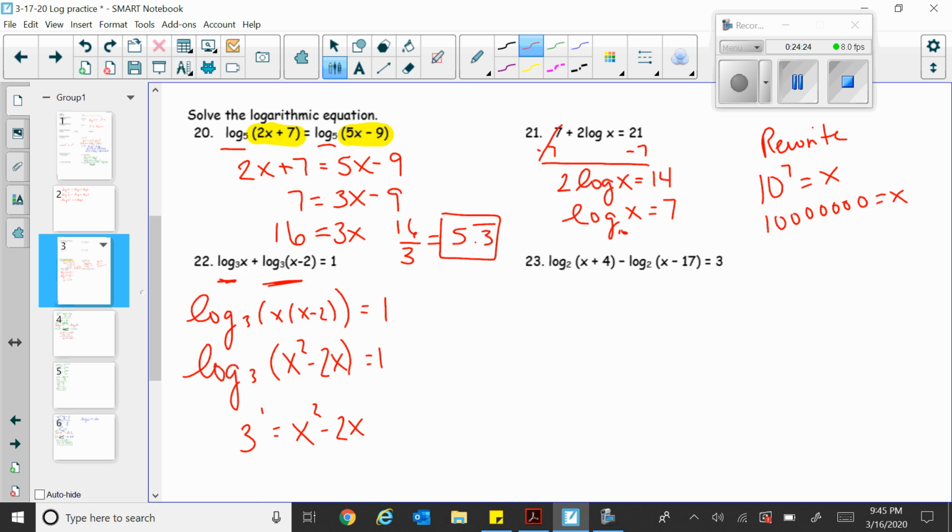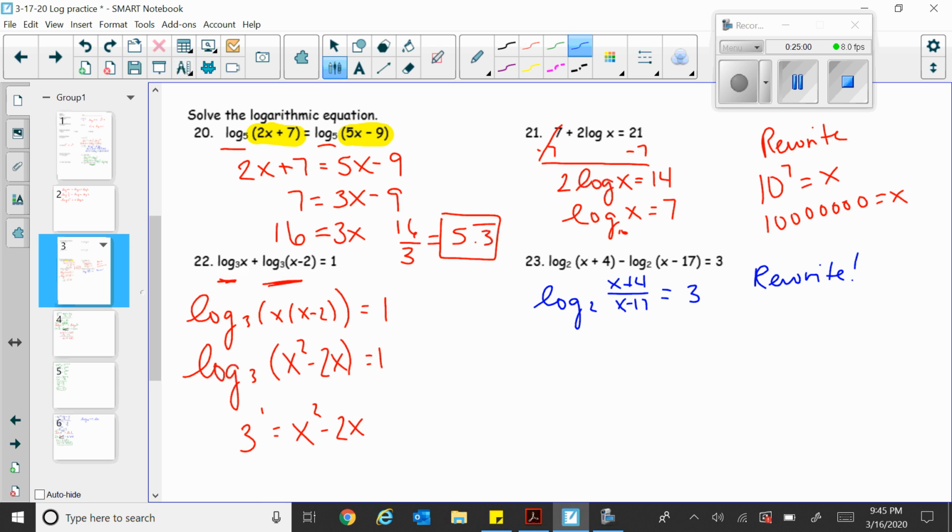Okay, 23. Holy moly. So first of all, on 23, I see that subtraction has happened. And if subtraction has happened and I want to condense these two to a single logarithm, I need to go ahead and write it as a division problem. So log base 2, and then the numerator is x plus 4, and the denominator is x minus 17 equals 3. So now I have a single logarithm, so I can go ahead and rewrite this into exponential form.